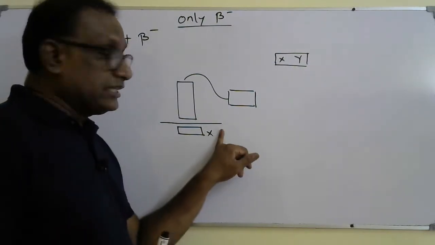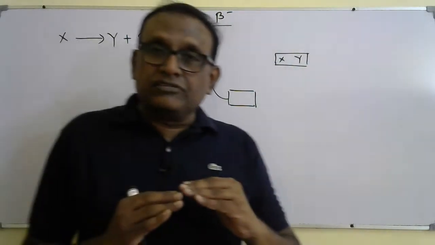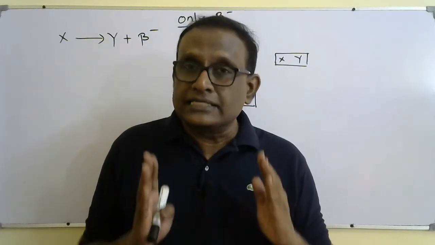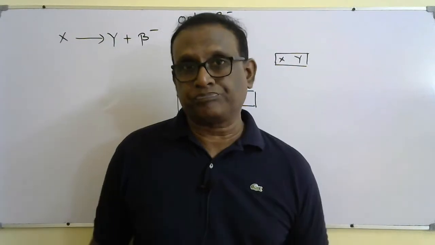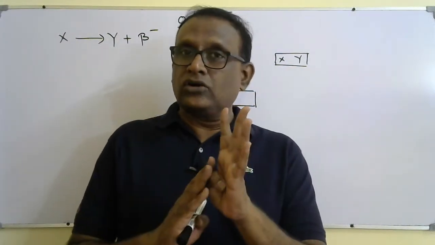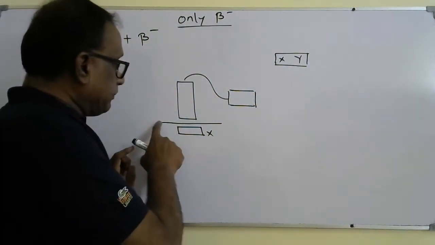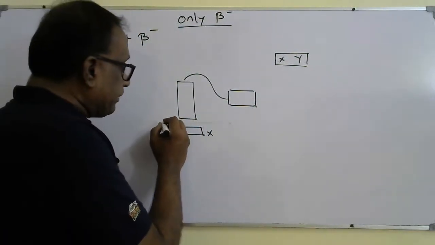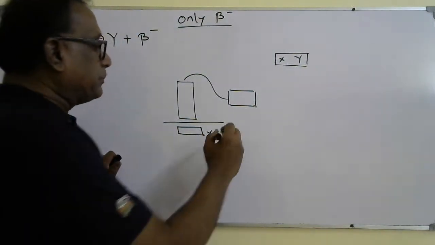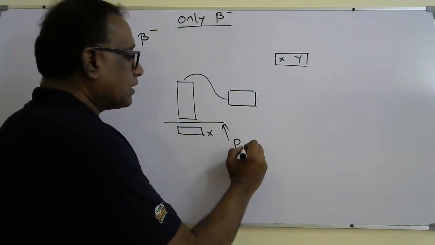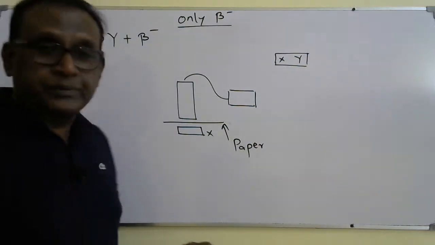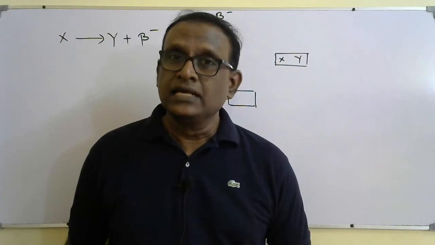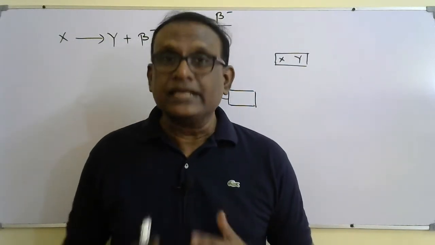When you keep a thin sheet of paper, if there is no significant drop in the count rate, it means the sample is not emitting alpha. Okay, again measure the background count rate. Keep the source closer to the GM tube window. Measure the count rate. Now keep a thin sheet of paper between the source and the sample. If there is no significant drop in the count rate, the sample is not emitting alpha.